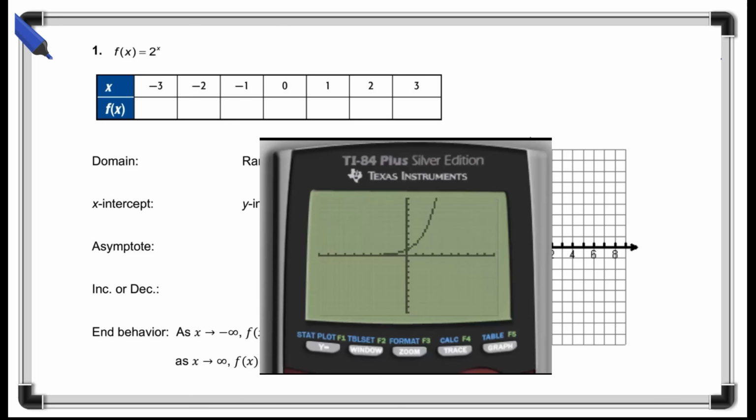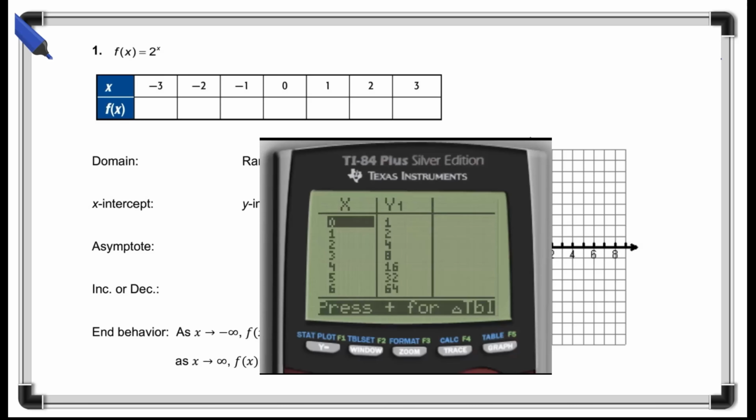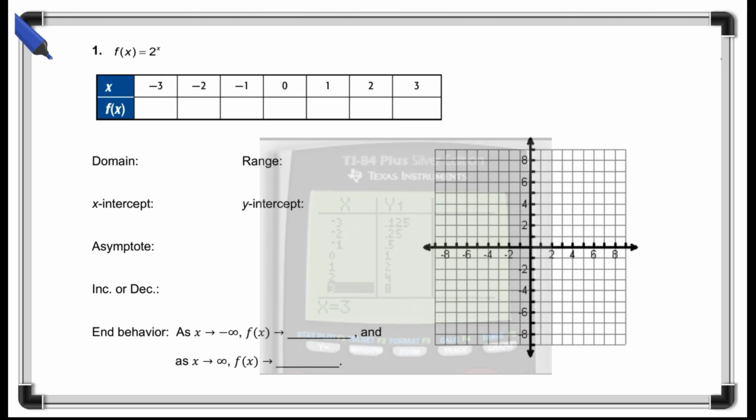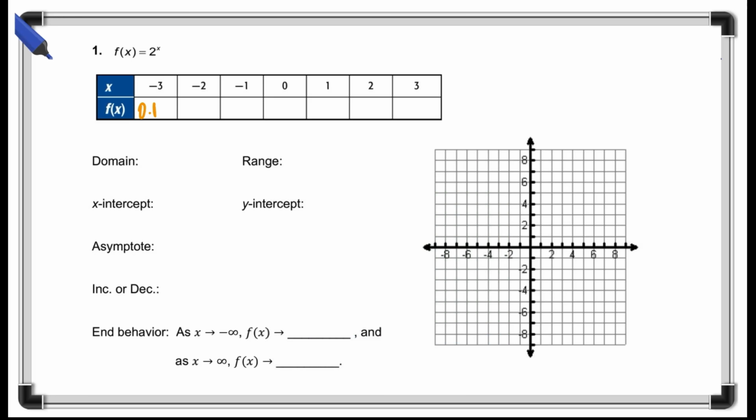And then in order to find our table, we're going to press second graph and we're going to find our table. So we've got some values here from -3 going up to +3. So we've got 0.125, 0.25, 0.5, 1, 2, 4, and 8. So do the best that you can, especially with the decimal. We know that's a little bit tougher for you, but at least for sure, we can plot in our whole numbers. And then for our decimals, just kind of approximate in between.